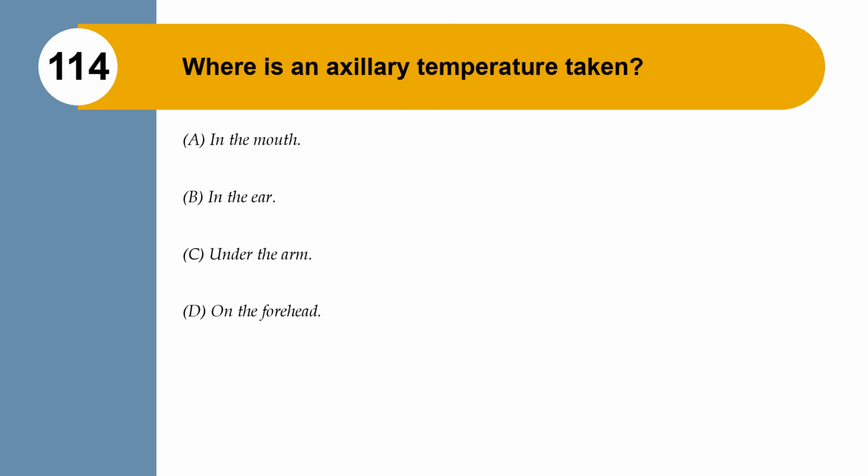Question 114. Where is an axillary temperature taken? Option A, in the mouth. Option B, in the ear. Option C, under the arm. Option D, on the forehead.